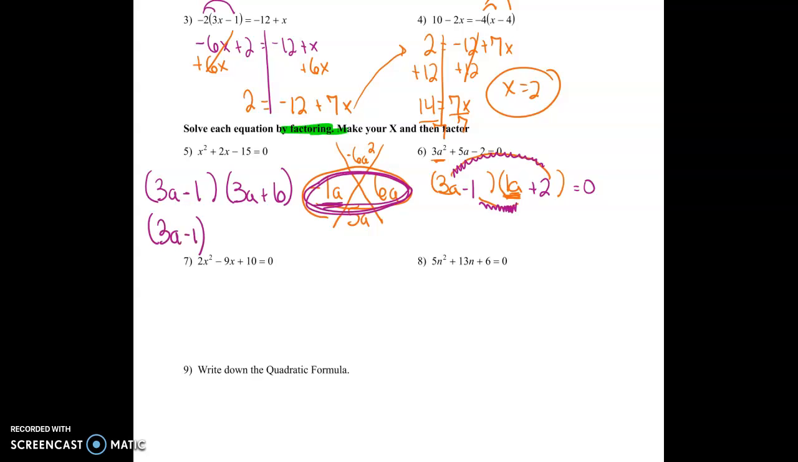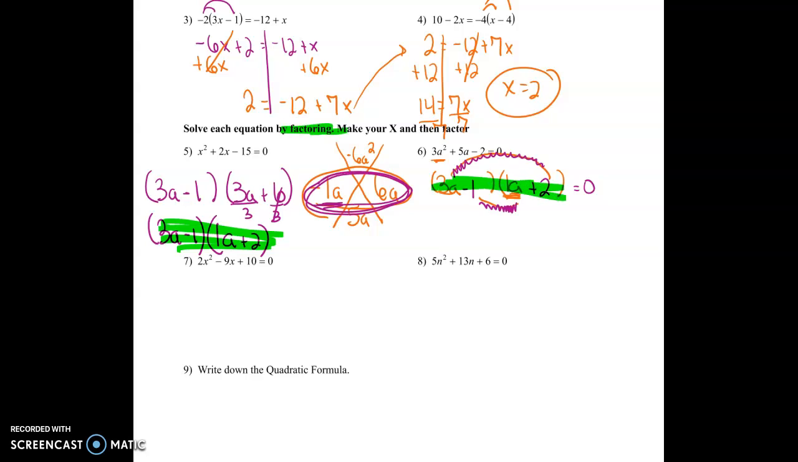But then when I look at my next set of parentheses, I notice I can divide both of these by a 3. And when I do that, 3 divided by 3 is the 1, or 1a, and 6 divided by 3 is the 2. So either way, I'm going to get the same parentheses but a different method.